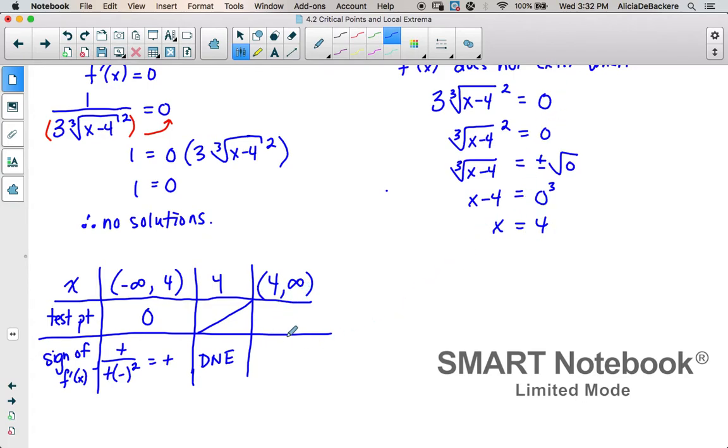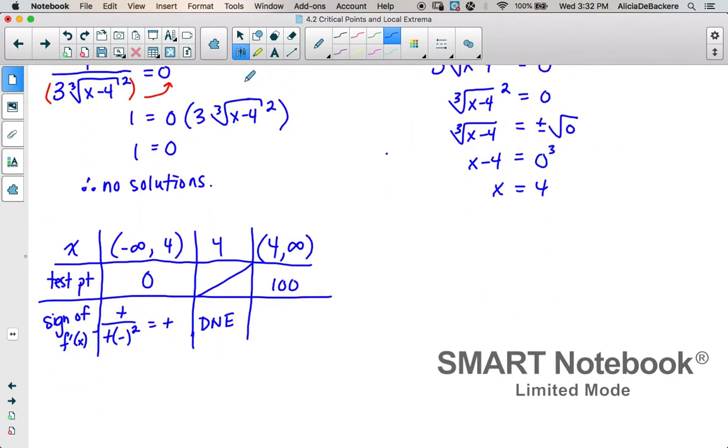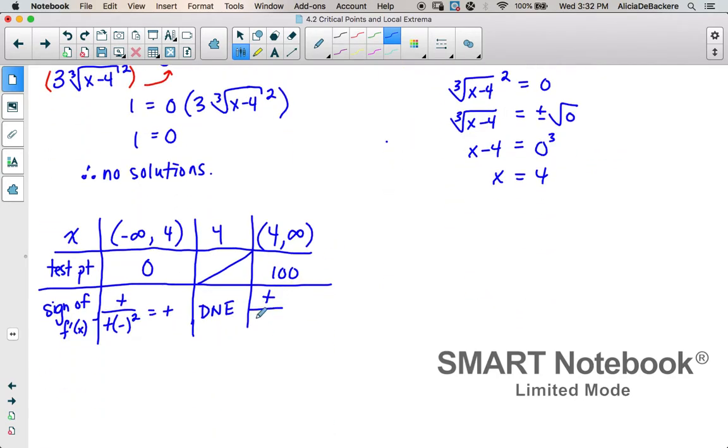And then picking a number bigger than 4. So again, you can pick whatever you like. Let's say we pick 100. If I plug it in here, underneath the root, I'm going to get positive 96. When I cube root positive 96, I get a positive. So everything is positive here. I got positive 1 divided by positive 3 times the cube root of 96 squared. And so overall, this is positive. So this is where we see our big difference here. I do not switch sign at this critical number. So I do not have a maximum or a minimum. I have to see a switch in sign here.